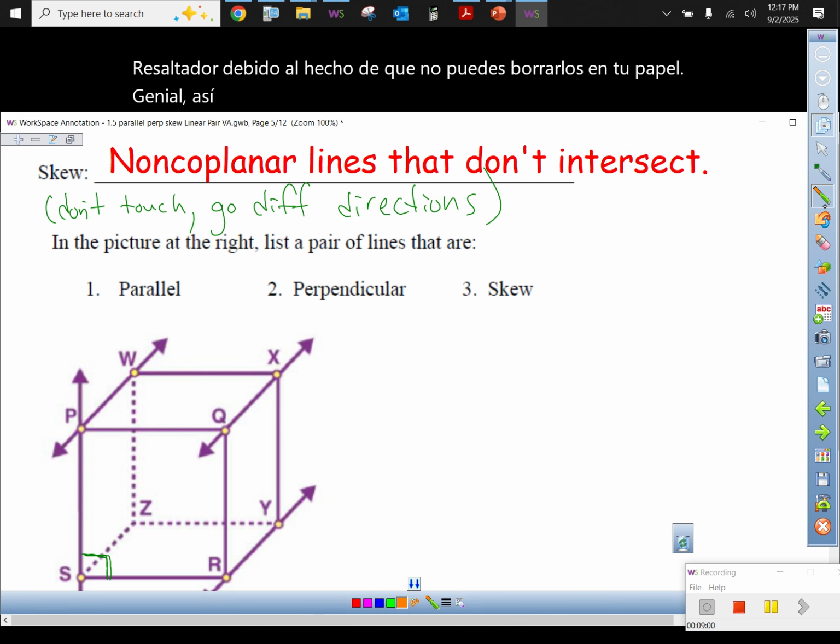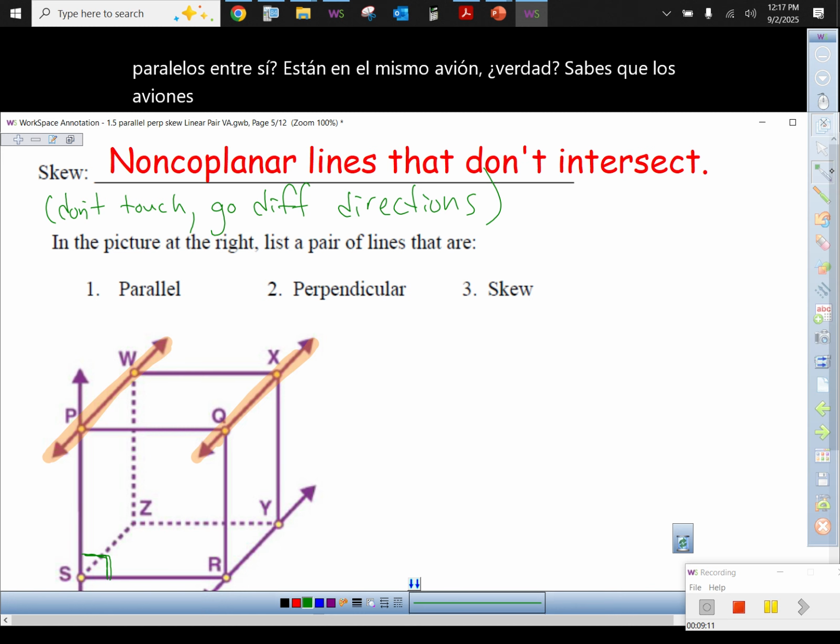What do you think about this one right here and this one right here? Are those parallel to each other? They're in the same plane, right? The planes are the faces, and they don't touch. So I'm going to write these down. You don't, because I want you to pick a different one. This is line PW and line QX.